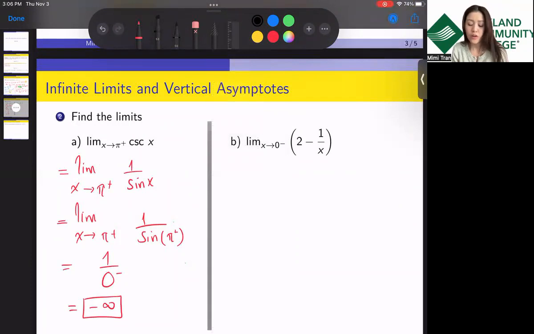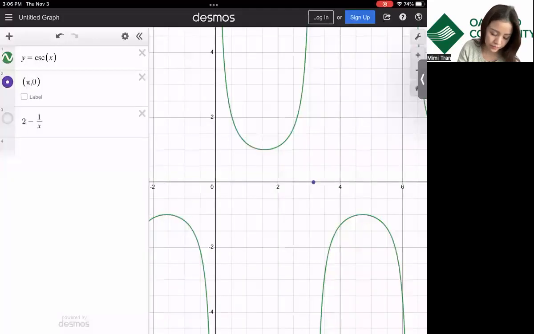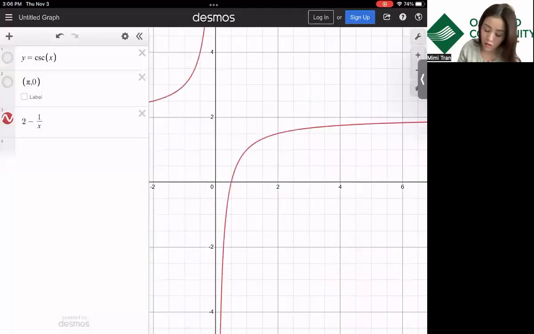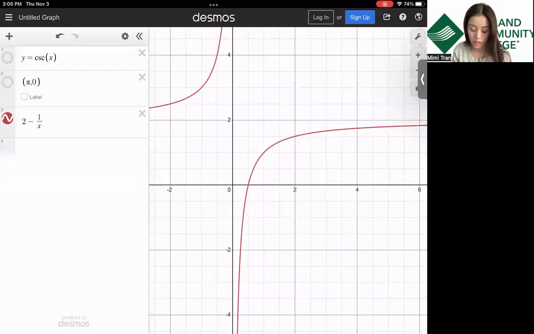Limit as x approaches 0 from the left of 2 minus 1 over x. Let's take a look at the graph of 2 minus 1 over x. I want to evaluate 0 from the left, right? If I approach 0 from the left, it looks like I'm going to positive infinity.